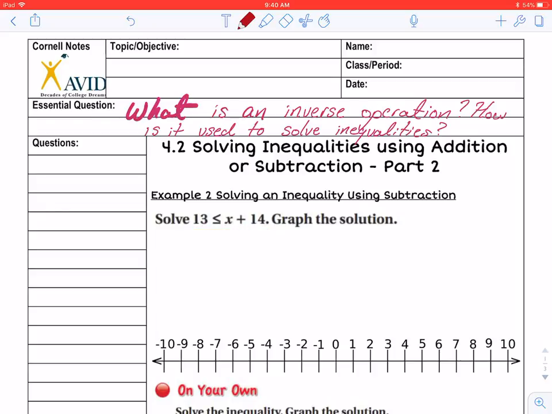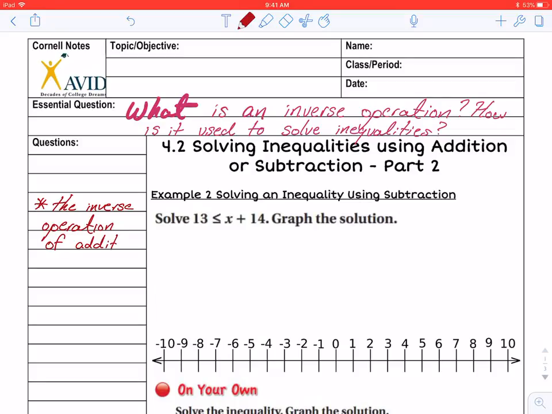So solving for x in this case, I can see that I've got a plus 14 around the x, and so I'm going to want to get rid of that plus 14. So I'm going to use the inverse operation of addition, which is subtraction. And I'm going to put a note of that over here. The inverse operation of addition is subtraction. And so if I want to get rid of this plus 14, I'm going to use the inverse operation. I'm going to do minus 14 on both sides. I'm going to subtract 14 from both sides.